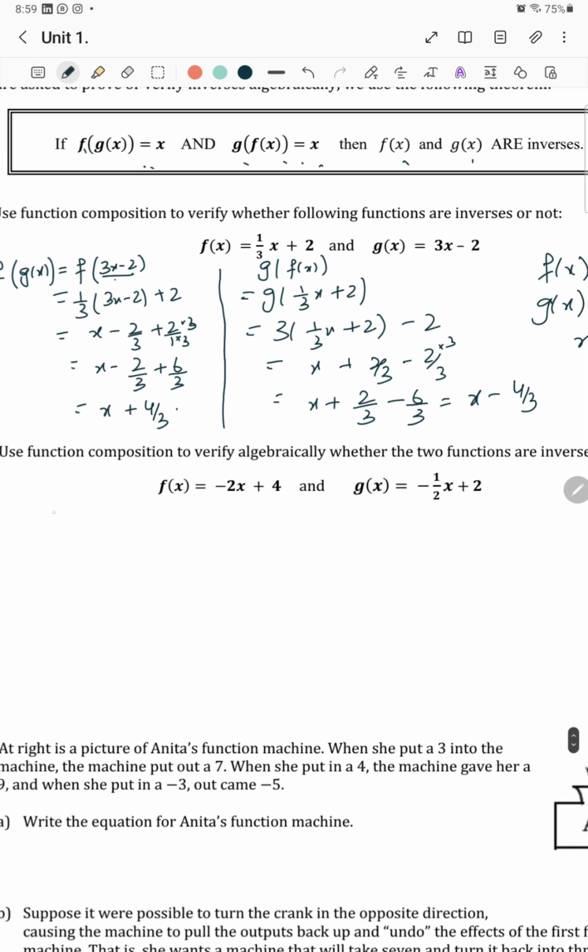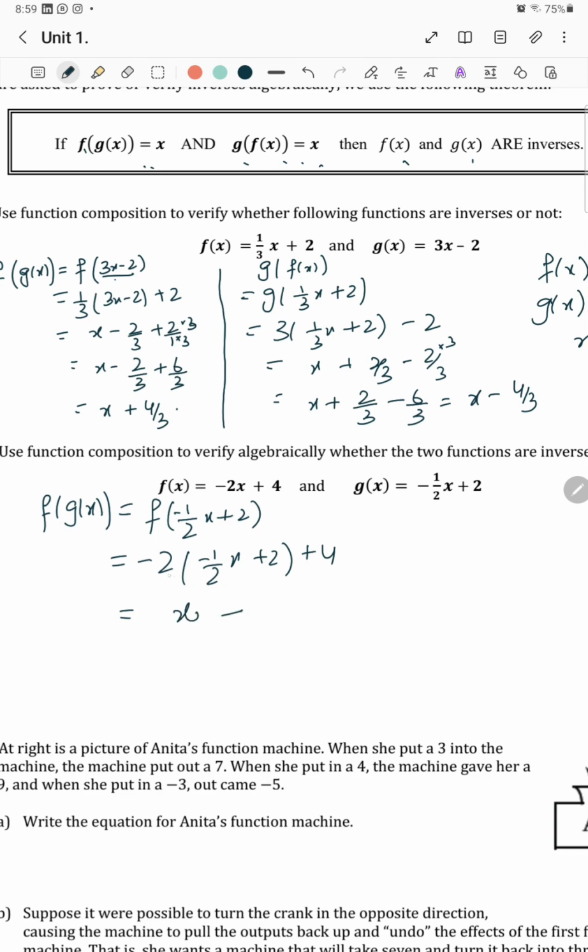Okay. Now f(g(x)), which is equal to f(-1/2 x + 2), f of x minus 2, minus 1/2 x + 2 plus 4, minus minus plus, and it would be x minus 2 times 2 is 4 and 4, so we get x over here.